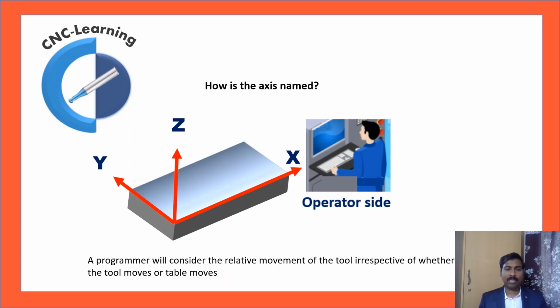A programmer will consider the relative movement of the tool, irrespective of whether the tool moves or the table moves. In some machines you can see the table move, in some machines the tool itself moves. So whatever way the movement is, a programmer always has to consider the relative movement of the tool. If the tool is moving towards right, then it is X plus. If it is moving towards left side, it is X minus, like that.